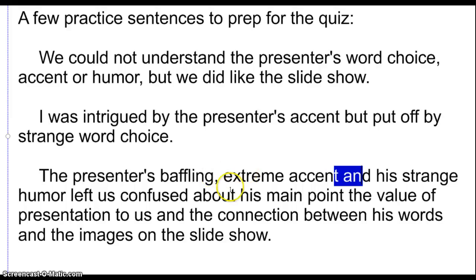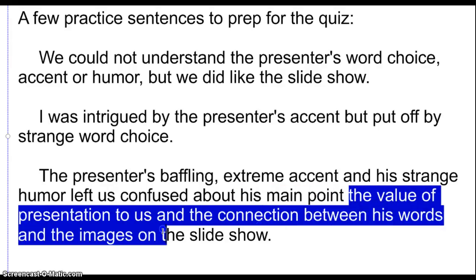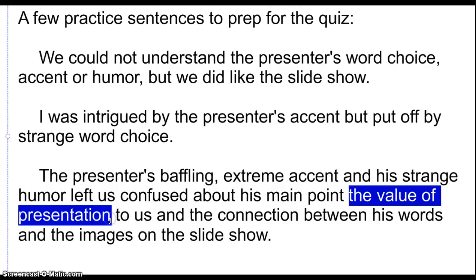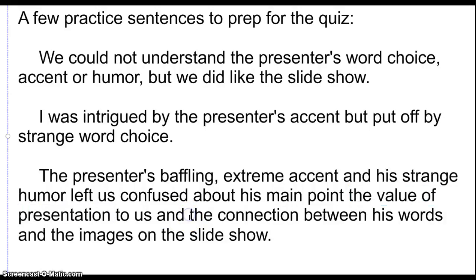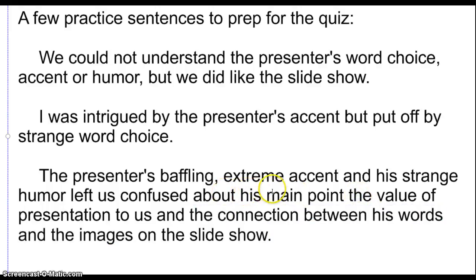They left us confused about, and then I have a list of things that we were confused about. The first thing we were confused about was his main point. That's item number 1. Item number 2, the value of the presentation to us. And then finally, the connection between his words and the images on the slideshow. That's item number 3. So this first one's easy, the main point. Here's my first item in the list, his main point. So I got to put a comma in there to separate it from number 2. The value of the presentation to us. And now I've got my and, introducing my final element in the list.